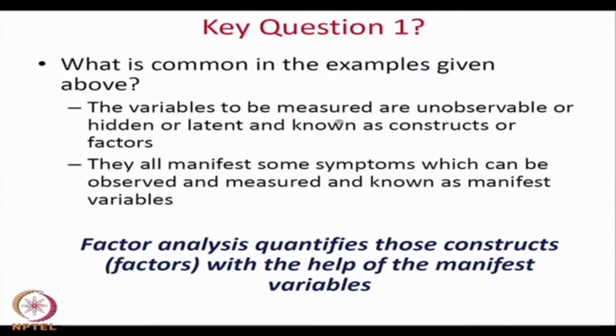The variables to be measured are unobservable, you have seen that, hidden or latent and known as construct or factors, we have discussed. They all manifest some symptoms in terms of x. So this is f, this one is x. Factor analysis quantifies those constructs or factors with the help of manifest variables. That is the first thing we are doing in exploratory as well as in confirmatory, you will be doing the same thing.